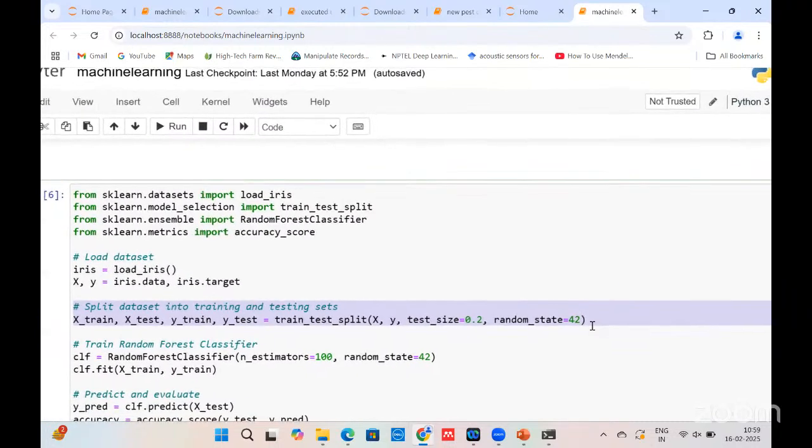Here I am splitting the data set available with me. And I am splitting the data set into training as well as testing. Similarly, I am splitting the training data set into multiple subsets.